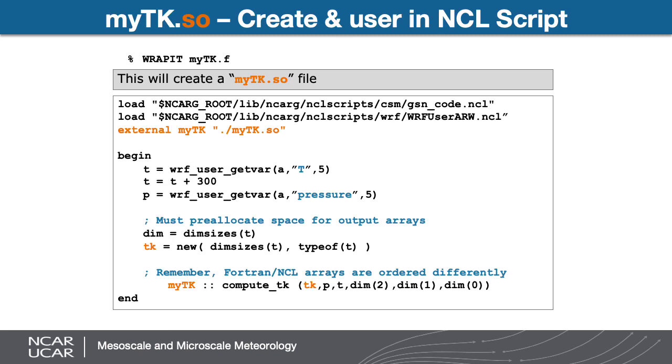Now we're going to call the Fortran code. One thing we have to remember is that Fortran and NCL arrays are ordered differently, so we're going to put them into the Fortran code opposite of what we would normally do. How we do this is we put mytk and then the double colons and then compute underscore tk, with tk being our output, and then our inputs are pressure and temperature, and then for the array sizes, we're going to have to go opposite. We'll go dim of 2, dim of 1, and dim of 0.